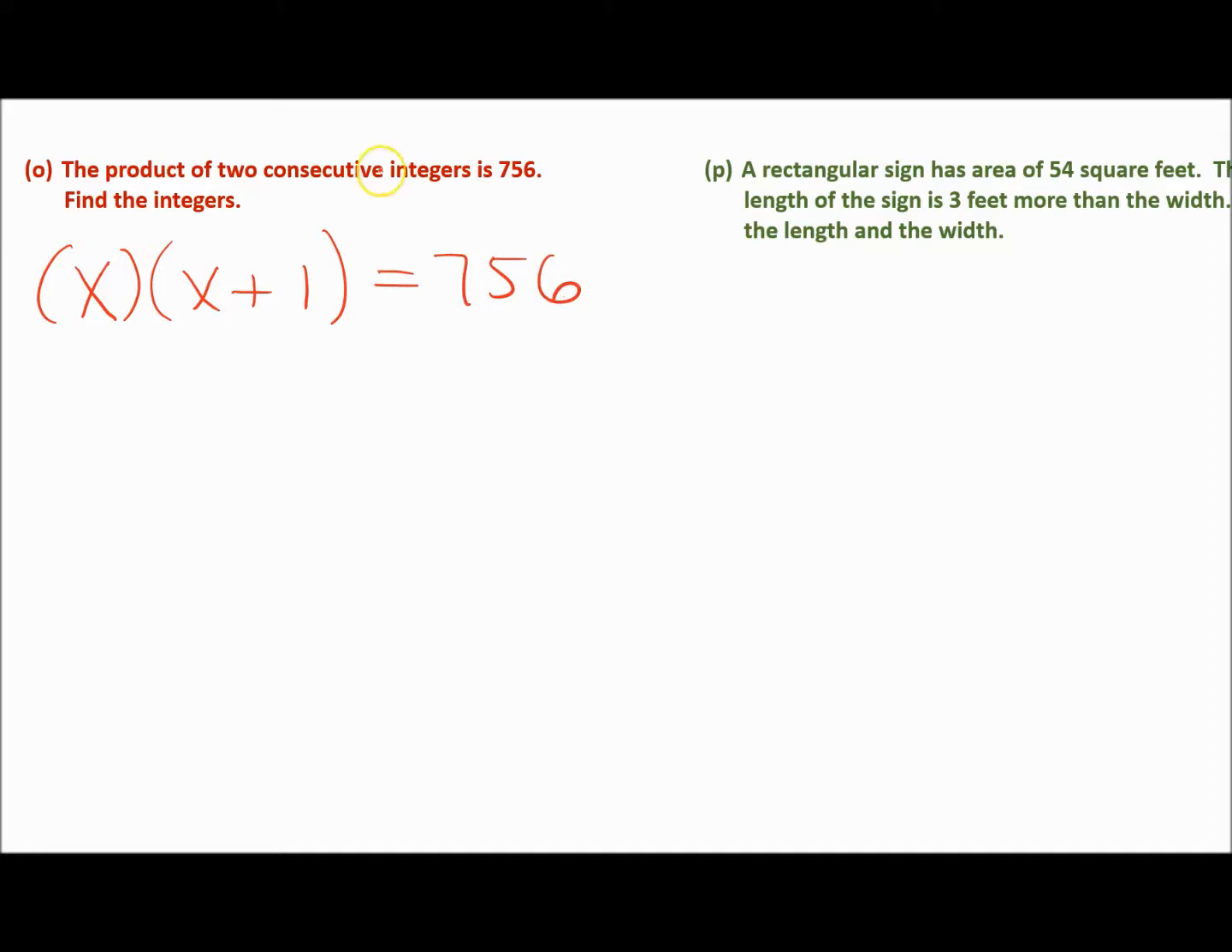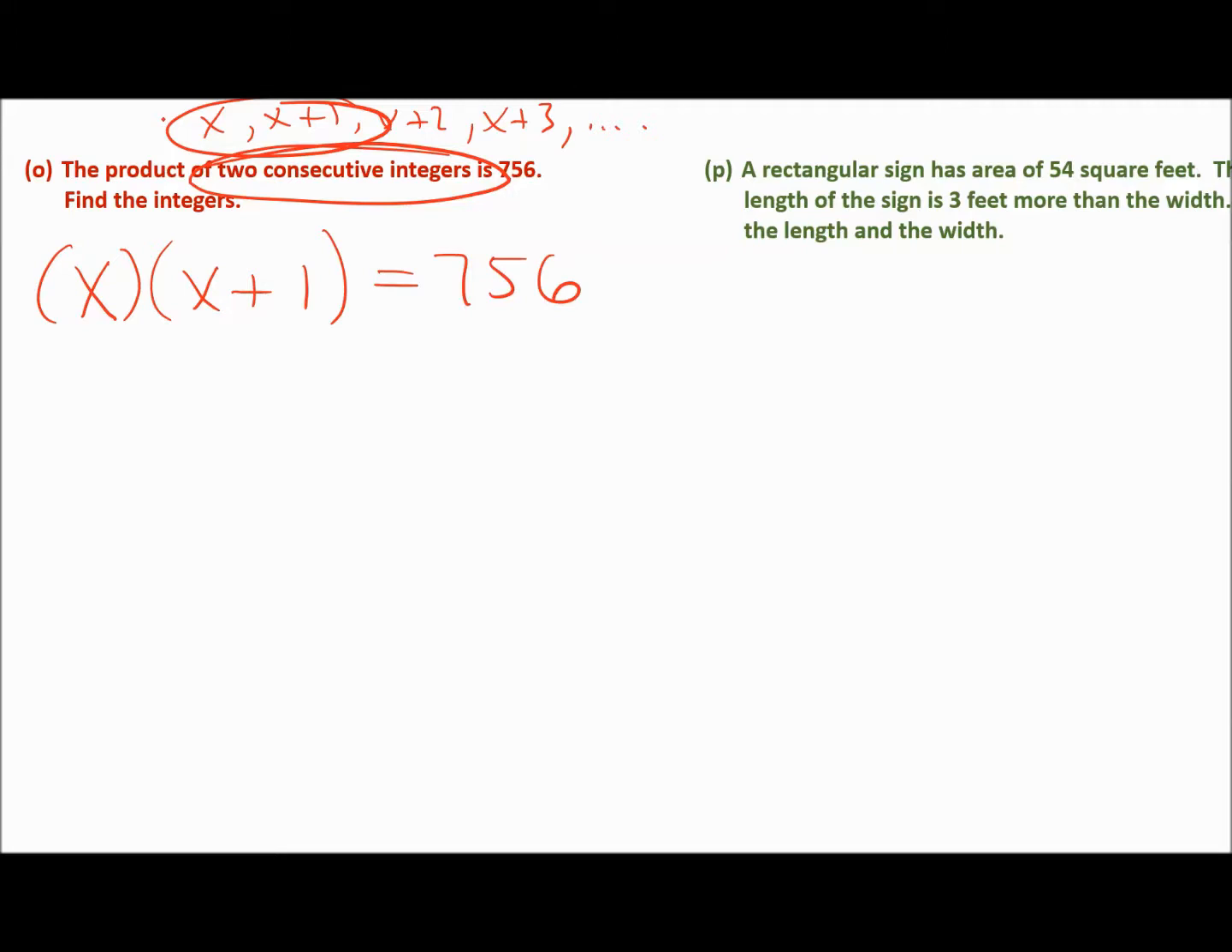So anytime you see consecutive integers, that just means if the first one's x, the next one's x plus 1. If we had another one, it'd be x plus 2, and another one would be x plus 3. You see what I mean? Now, they only said 2 consecutive integers, so we just need the first 2, x times x plus 1. But if it was 3 consecutive integers, it'd be x times x plus 1 times x plus 2.